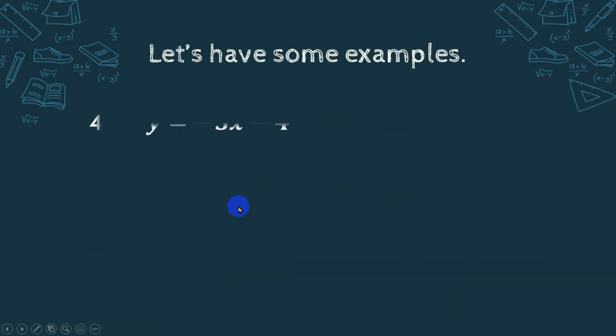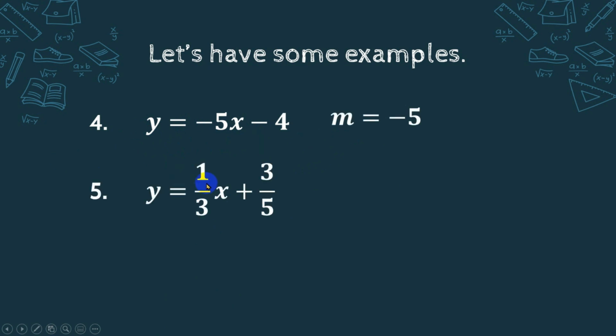Okay? Another example, number 4, we have y is equals to negative 5x minus 4. Written siya in slope-intercept form, and the slope will be the numerical coefficient of our x. Ano ngayon ang numerical coefficient ng ating x dito? We have negative 5. For our example number 5, we have y is equals to 1/3 x plus 3 over 5. Written in slope-intercept form, that is why we can easily determine our slope. And that is the numerical coefficient of our x, at yun po ay m is equals to 1/3.